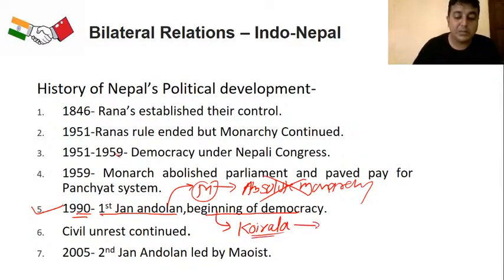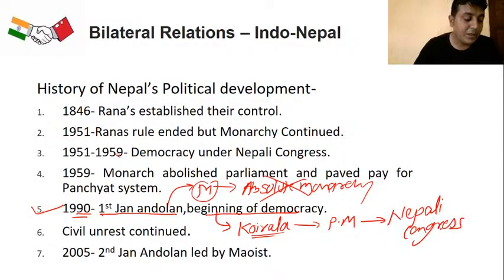Yes, he became the Prime Minister of Nepal and he belonged to the Nepali Congress. He became the Prime Minister with the beginning of democracy. But this is not the end, this establishment of democracy. No, the monarchy was still there. Democracy here means we are talking about a constitutional monarchy in Nepal. But at the same time, civil unrest was going on.